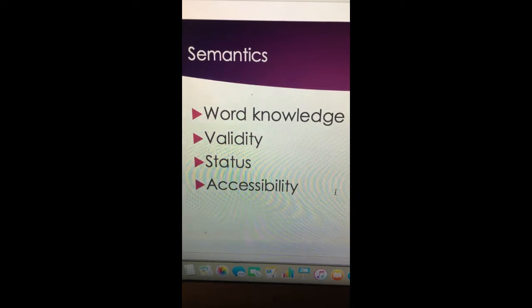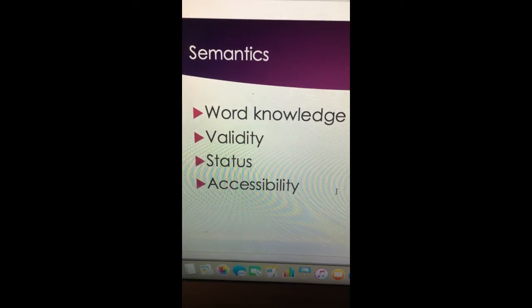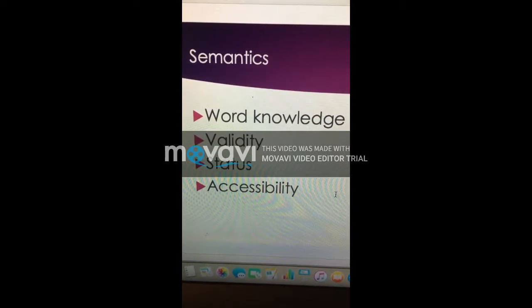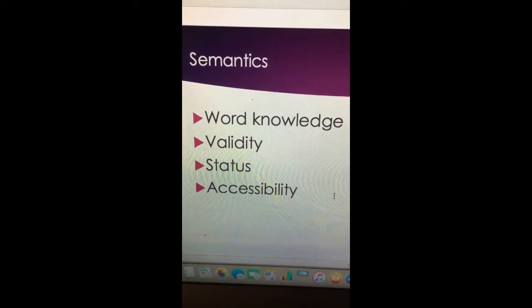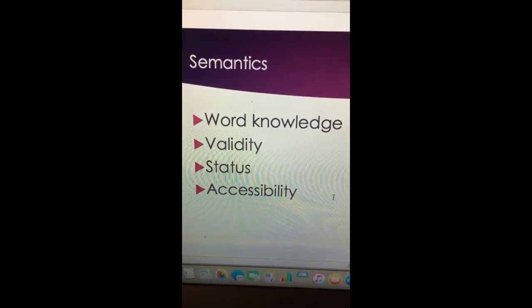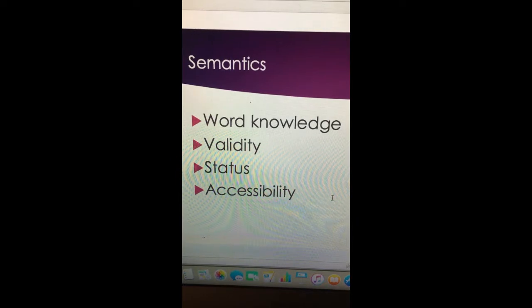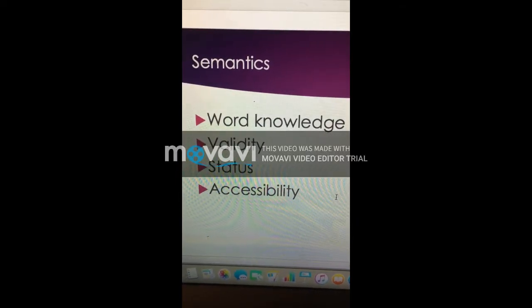In semantics, we have word knowledge, validity, status, and accessibility. Word knowledge is each person's mental dictionary or thesaurus. So like the concept of dog, you will picture a dog. Validity is the agreement between a language user's concept and the shared concept of the language community. Status refers to an alternative reference. For example, canine can be known as dog.